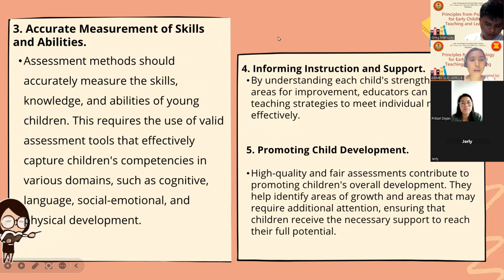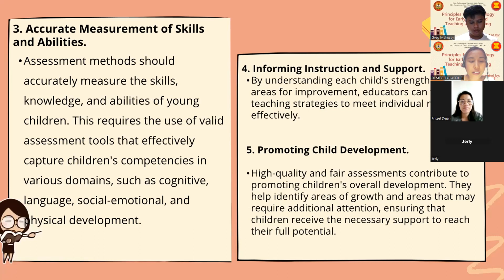The third one, we have accurate measurement of skills and abilities. Assessment methods should accurately measure the skills, knowledge, and abilities of young children. This requires the use of valid assessment tools that effectively capture children's competencies in various domains such as cognitive, language, social, emotional, and psychological development. Same way kung maghimo gud tag lesson plan, di ba? When we make a lesson plan, there are three, what do you call that one? Kanang tulo ka important, like psychomotor, you have cognitive, and you also have the affective domain. The three domains. Same way with measuring skills and abilities of the child.